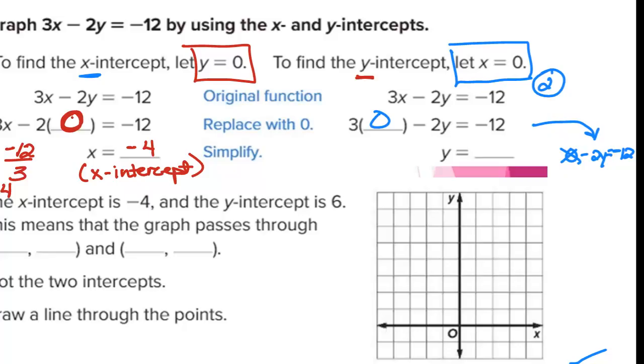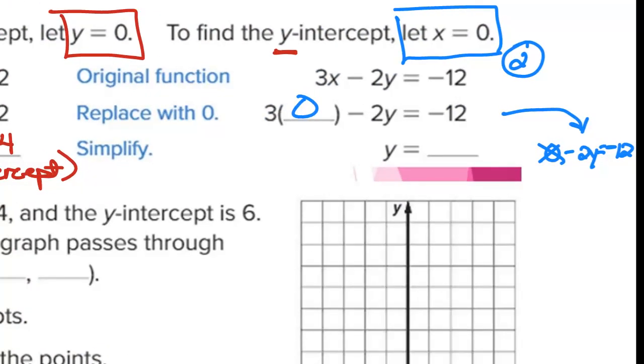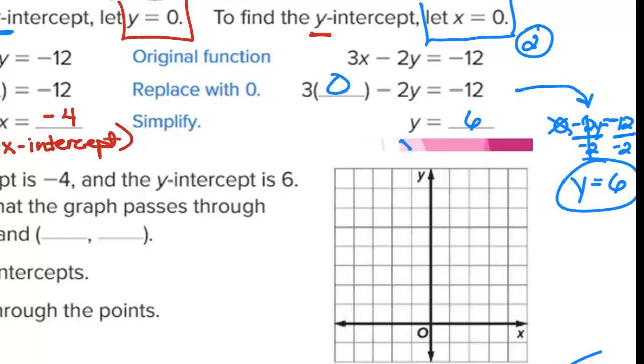If I'm solving for y, divide by negative 2, divide by negative 2. Those cancel out, so y is equal to 6. Y is equal to 6. And again, that y is your y-intercept. So we don't have to put 0, 6, right?